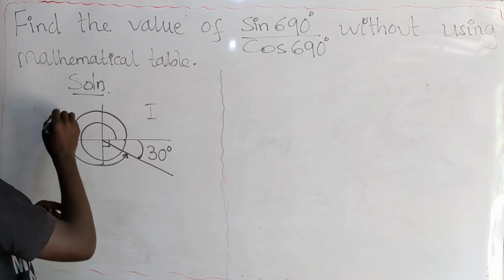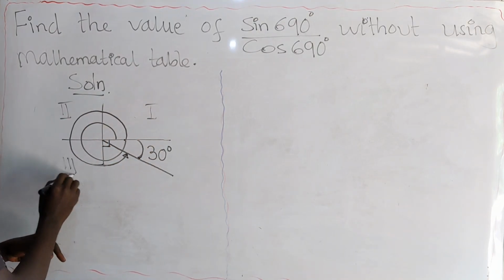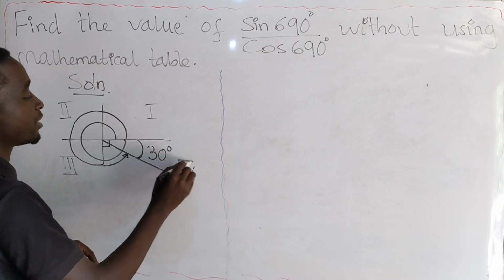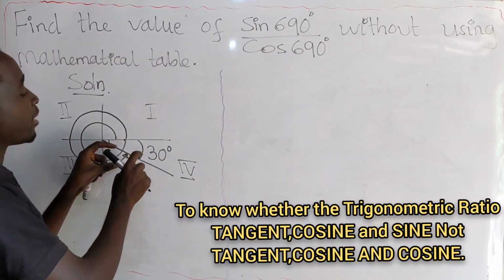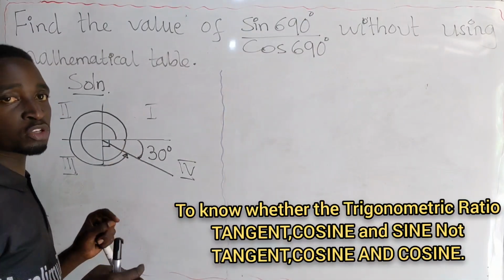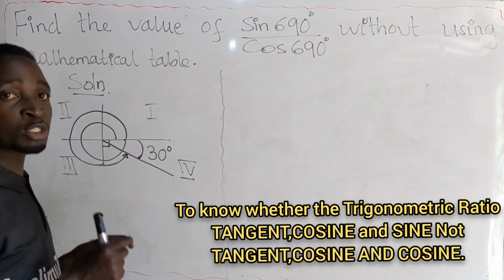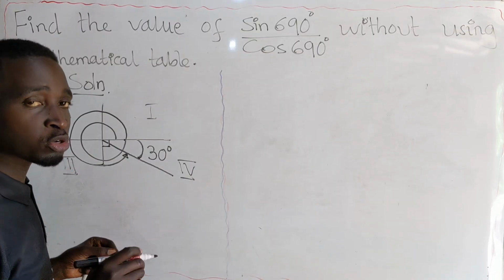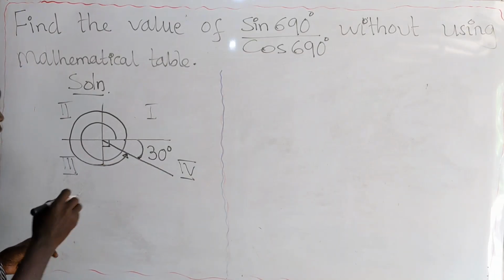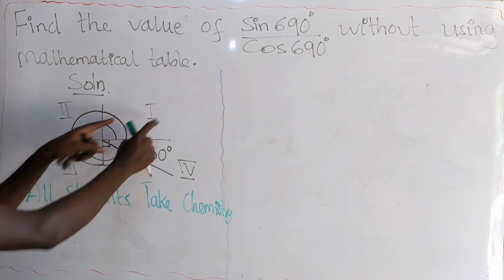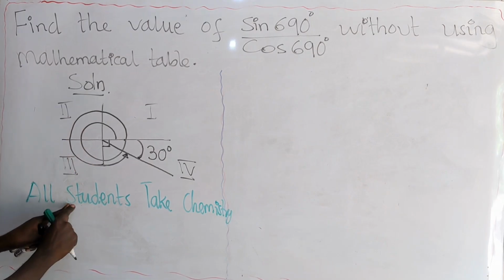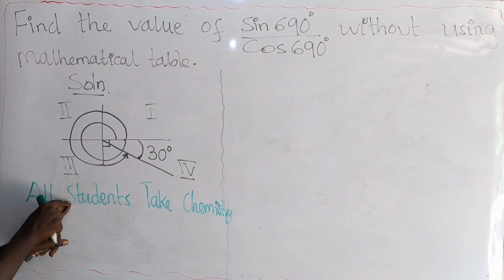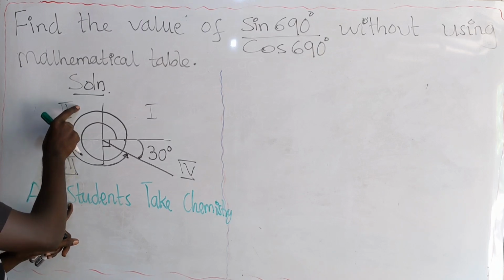This is the first quadrant, this is the second one, this is the third quadrant, and this one is the fourth quadrant. Now we are dealing with the fourth quadrant. To know whether the trigonometric ratios sine, cosine, and tangent in a given quadrant are positive or negative, we consider the rule "All Students Take Chemistry." In the first quadrant, all of sine, cosine, and tangent are positive. The second quadrant is represented by "Students," starting with S. It means that in the second quadrant only sine is positive, while the remaining two ratios, cosine and tangent, are negative.